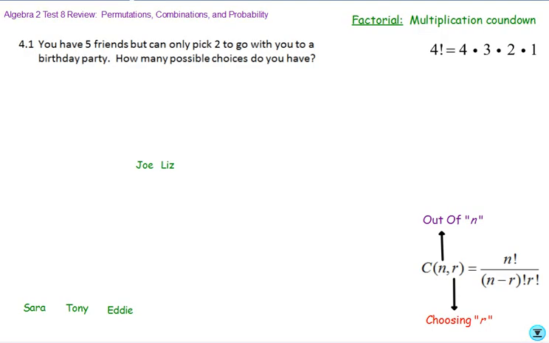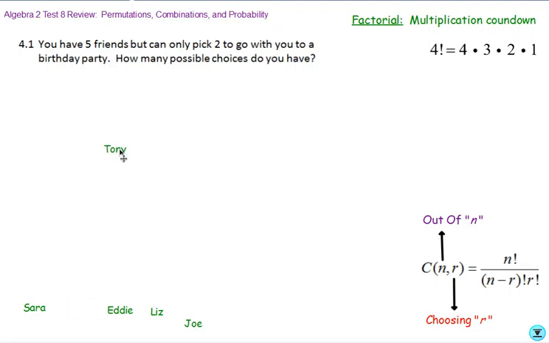Now, we're not talking about pizzas in this problem, we're talking about people. Well, why order doesn't matter here either is that if I said, hey Mom, I want Joe and Liz to go with me to the party, if I say Joe and Liz, that's the same thing as saying Liz and Joe. It's the same 2 people. So it doesn't really matter the order that I invite those people, because it's the same pair of people. So we're asking the question here, how many different pairs of people could you come up with?